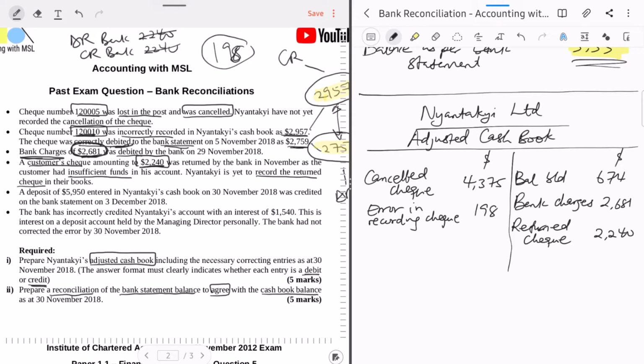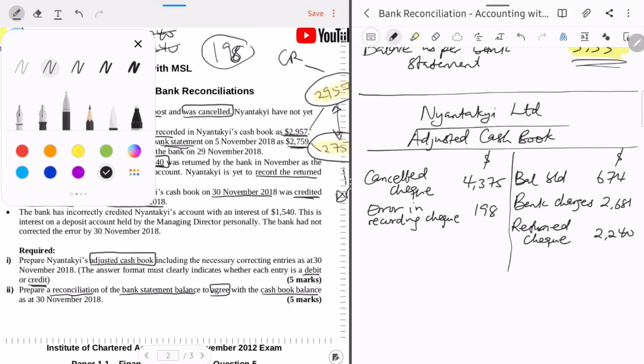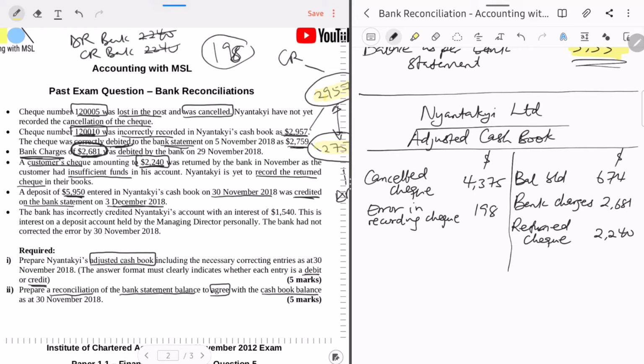standing in the books. Next is a deposit of 5950 entered in Nyantechi's cash book on 30th November 2018 was credited on the bank statement on 3rd December. This is not a trick one, but be careful. Let me show you something here. We are preparing the reconciliation as at what? 30th November 2018. Take note, 30th November 2018.